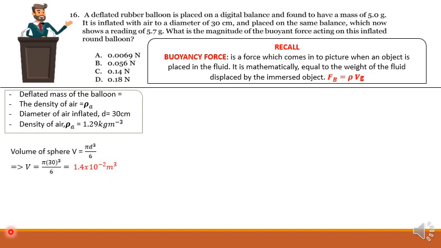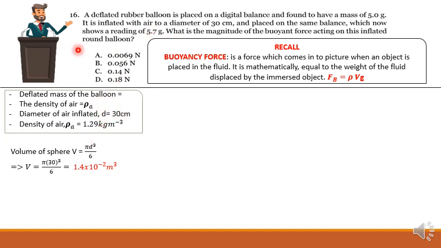Let's start solving. Now, the volume of a sphere. That's why I said we need to underline this: the inflated round balloon. So what has been immersed in the fluid? The balloon. Is it a liquid? No, it has been immersed in air. The balloon is placed on a digital balance and found to have a mass of this, inflated with air to a diameter of, voila.